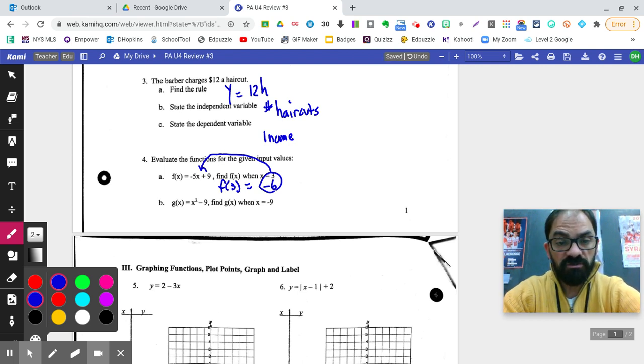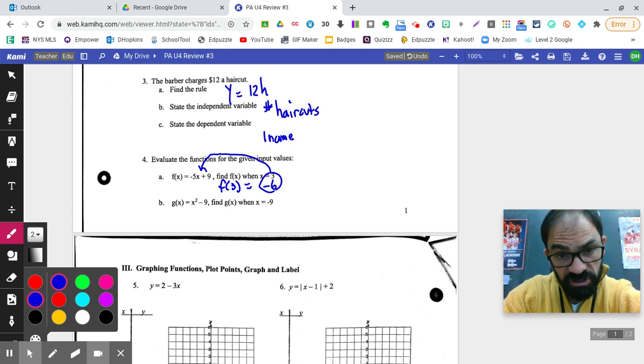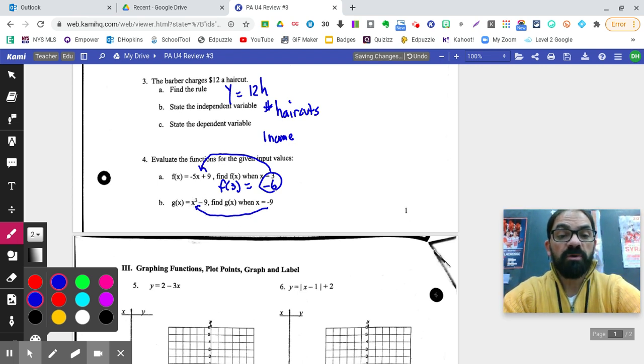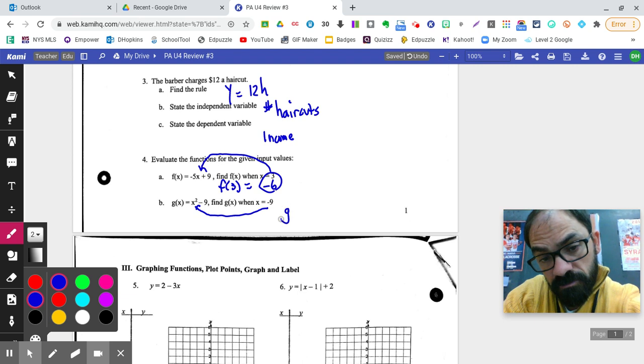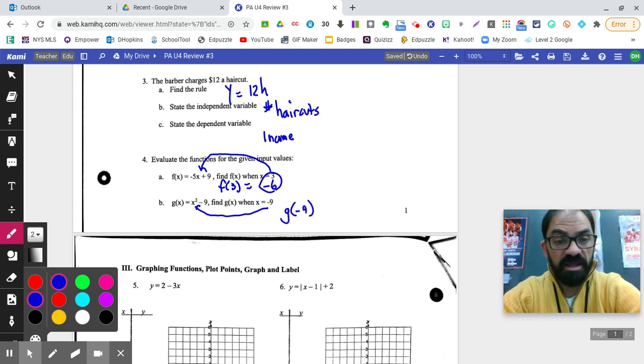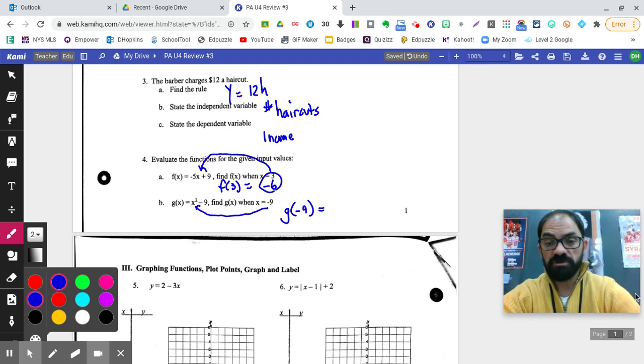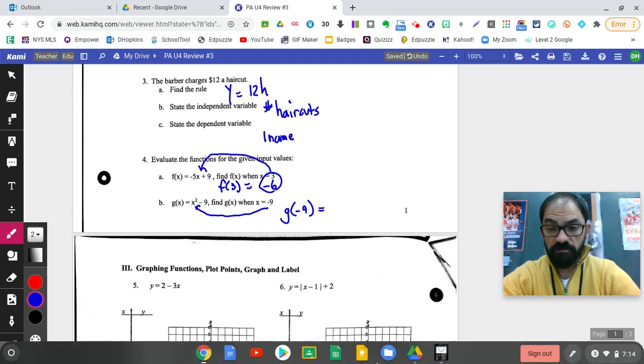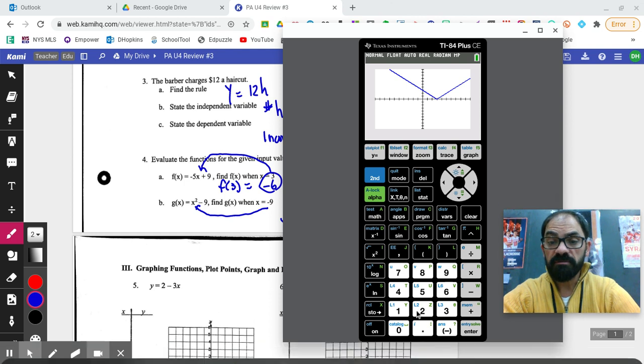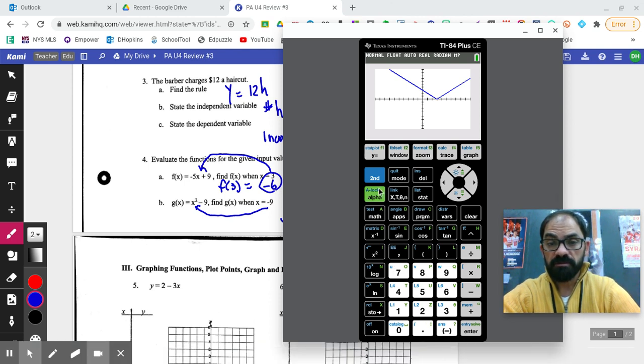Find g of x when x equals negative 9. So in g of x, plug negative 9 in. Negative 9 squared is 81. 81 minus 9. For those of you who, please don't be too proud to use a calculator. Clear out what's in there. What do you think it is, guys? 81 minus 9.